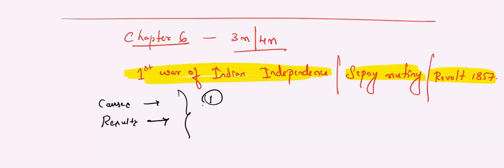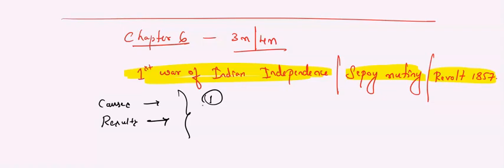Next question. What were the economic policies or reasons or causes in the mutiny of 1857? Explain. Next, what were the administrative causes for the first war of Indian independence?